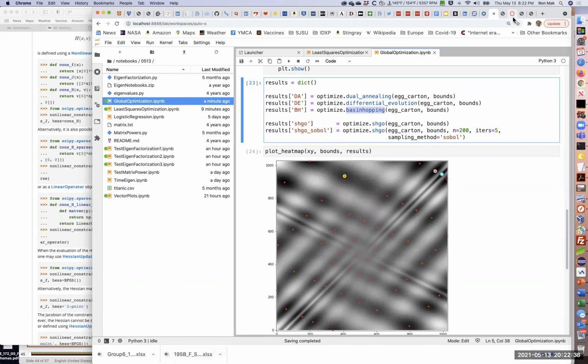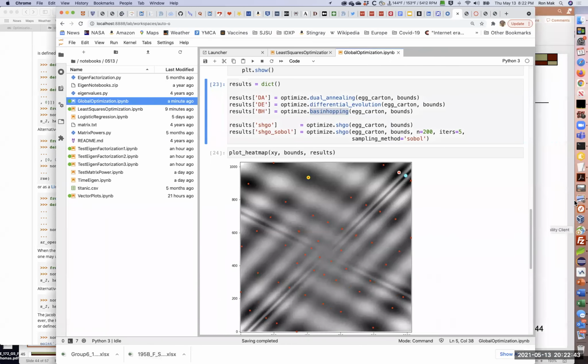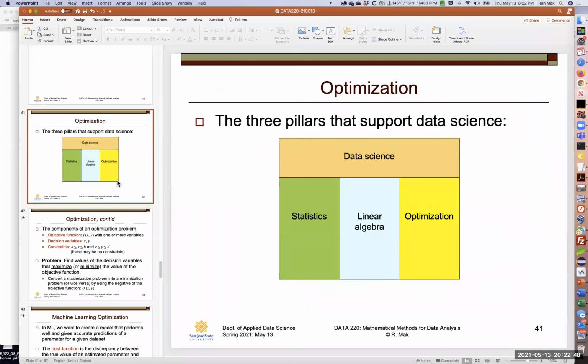I feel kind of guilty that I spent so little time on what is supposedly one of the pillars of data science.